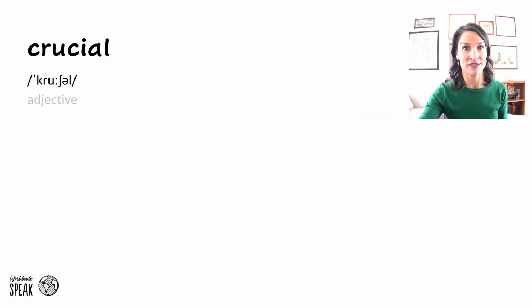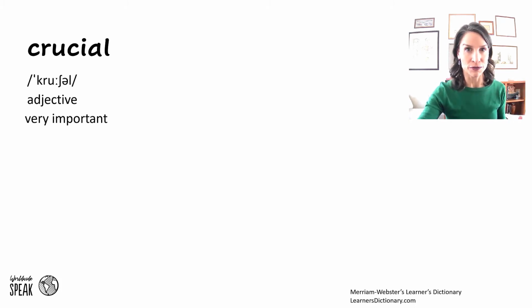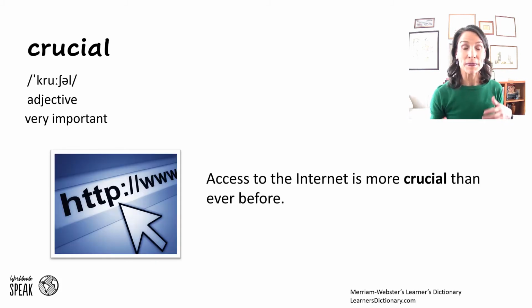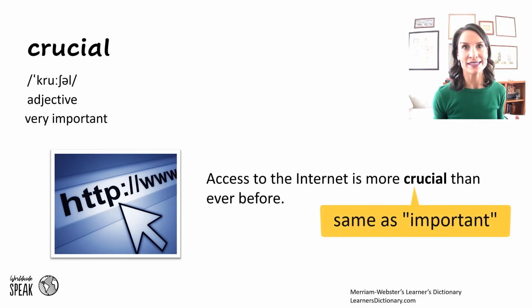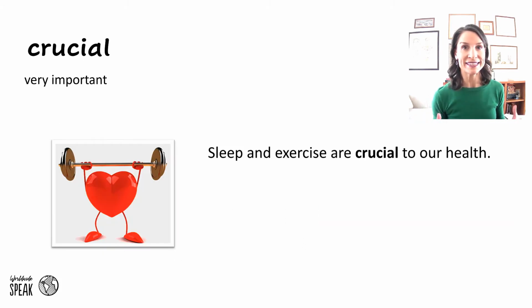This is another adjective. This one is crucial. Crucial, and it means important. Very, very important, in fact. So for example, access to the internet is more crucial now than ever before. I could say the same sentence with important, but now my sentence is more advanced because I'm using the less commonly used, more advanced word crucial, which means exactly the same as very important. Sleep and exercise are crucial to our health.